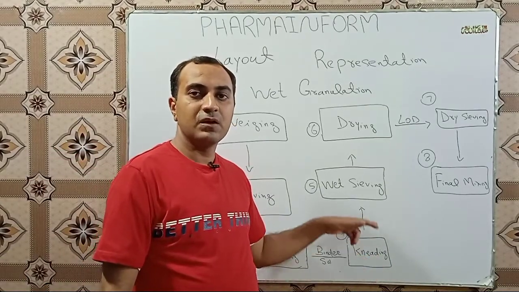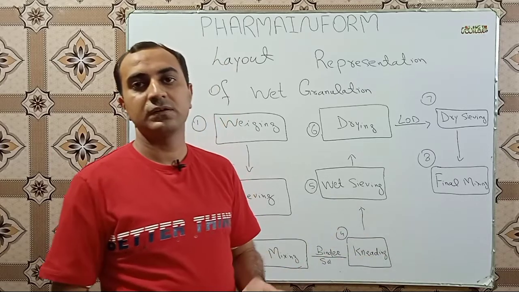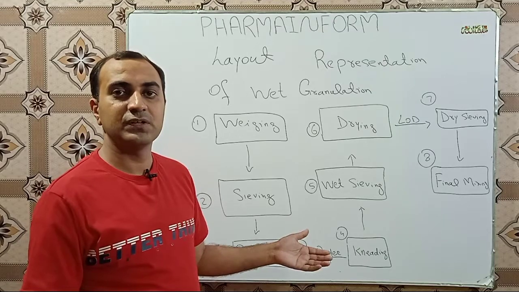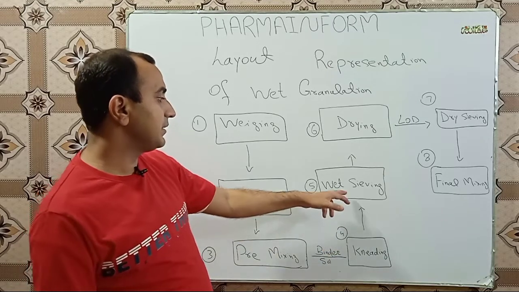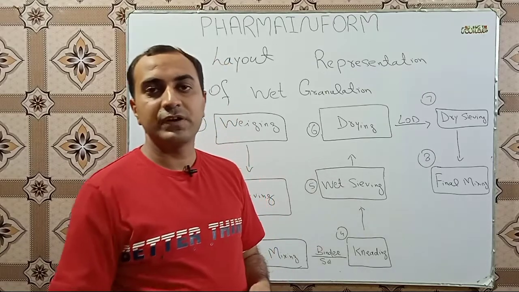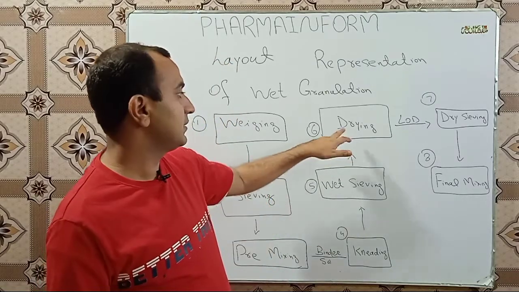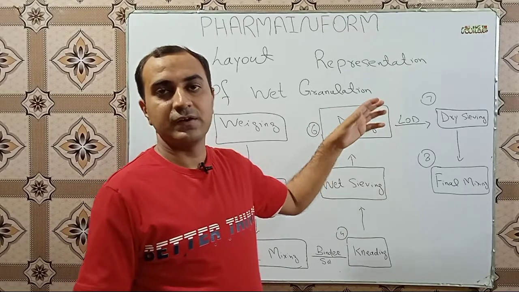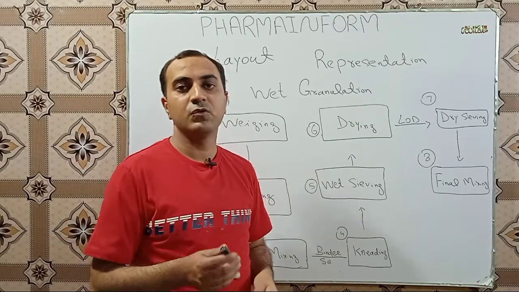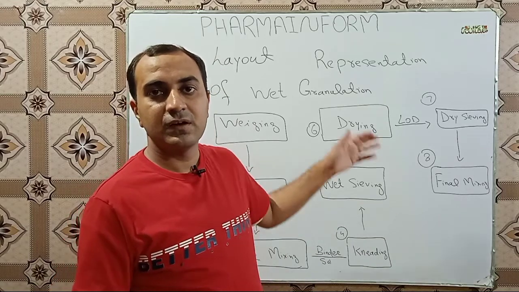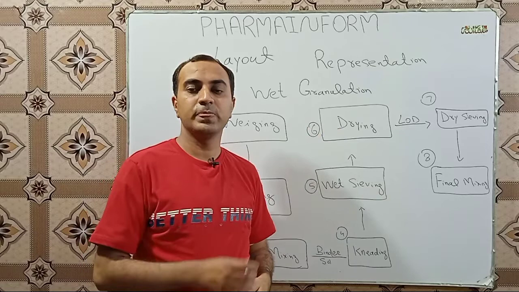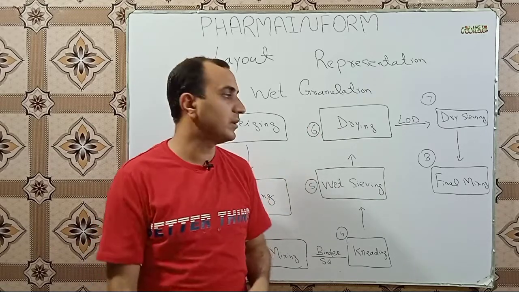kneading step. What is kneading? You can learn details by the link given in the description. After kneading, the next step performed is wet sieving, and after wet sieving the next step is drying of our product. Drying can be performed by using tray dryers or fluidized bed dryers. Again, you can watch our playlist to get details of these points.